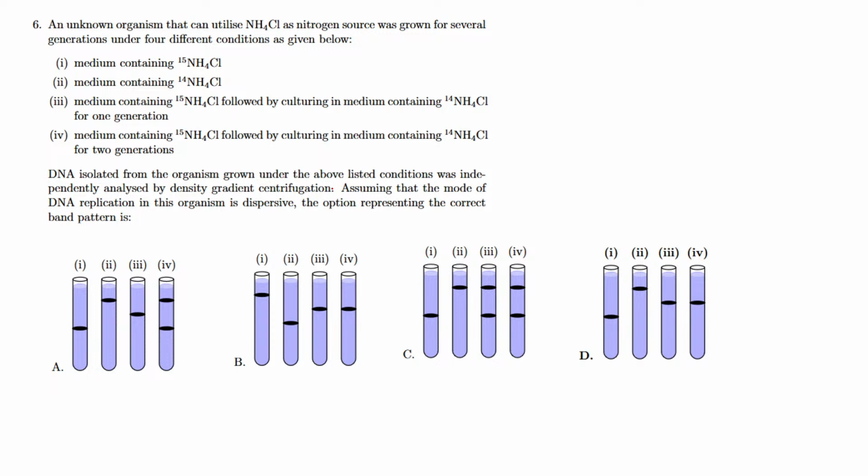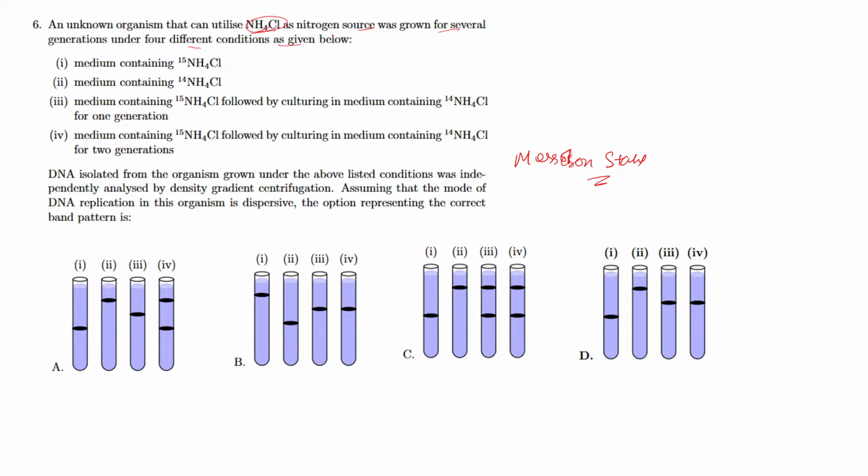Oh, this is from the Meselson-Stahl experiment. So this question says that I have an organism that utilizes NH4Cl as a nitrogen source, was grown for several generations for 4 different conditions as given below. So there is an organism which can utilize NH4Cl as a nitrogen source.